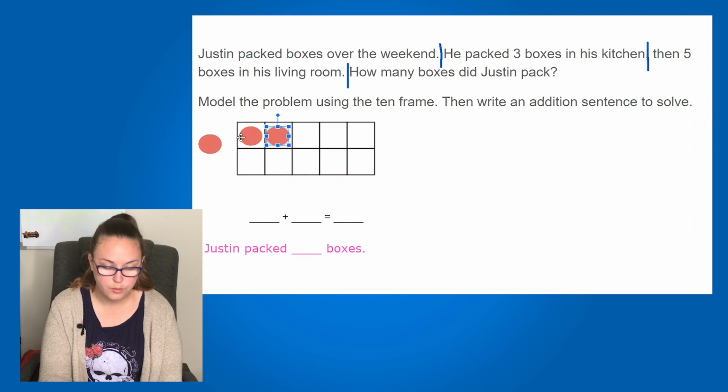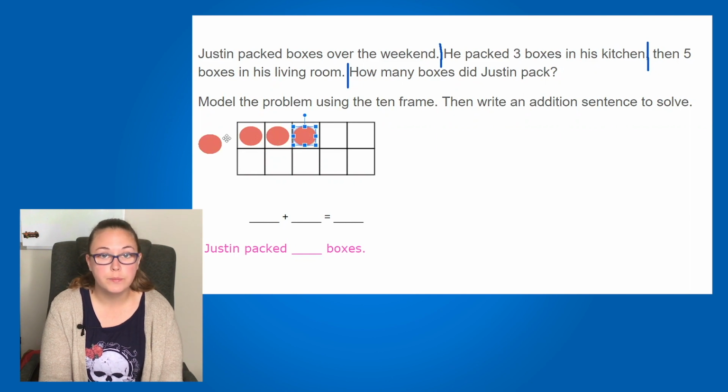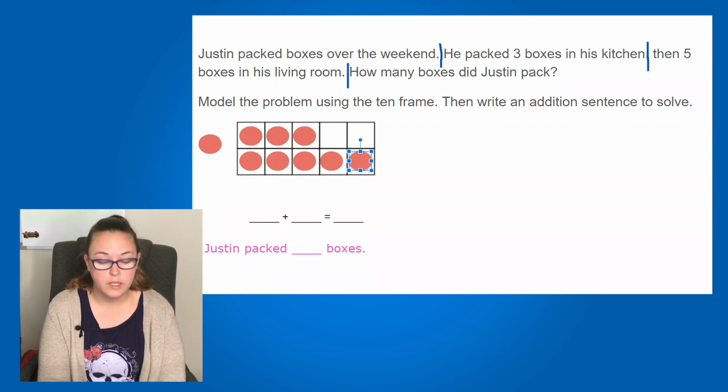1, 2, 3. The second half of the sentence says, then 5 boxes in his living room. So how many do we need to put on the second row of the 10 frame? That's right, we need to put 5 on the second row of the 10 frame. Next, we need to add a number sentence to our work here.